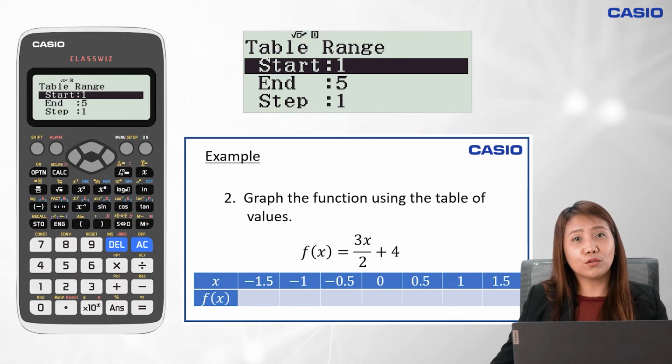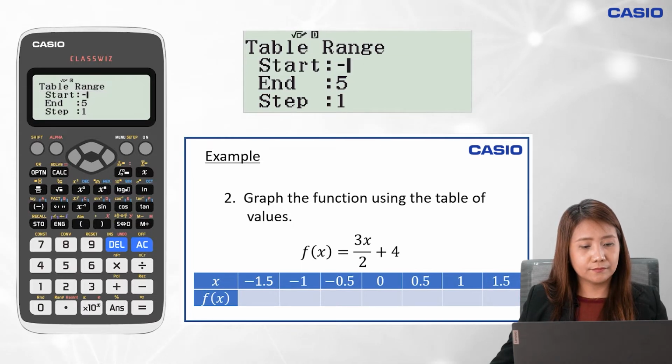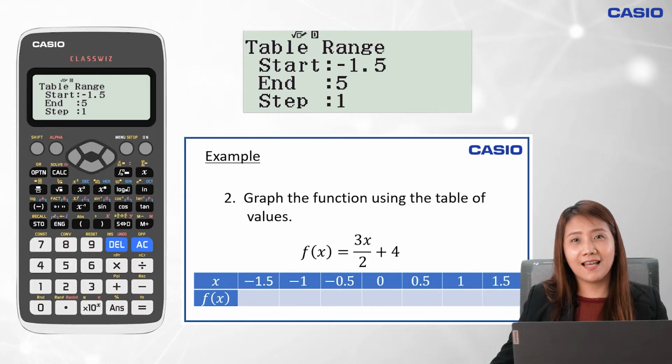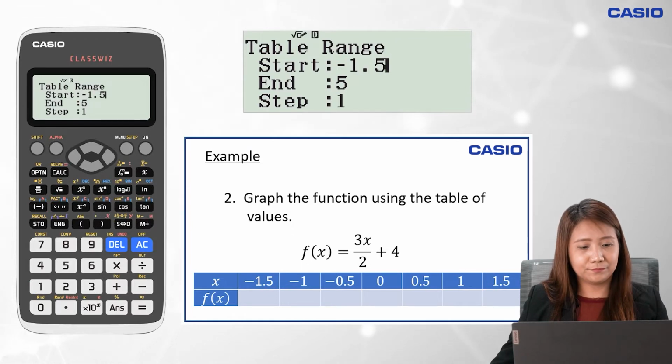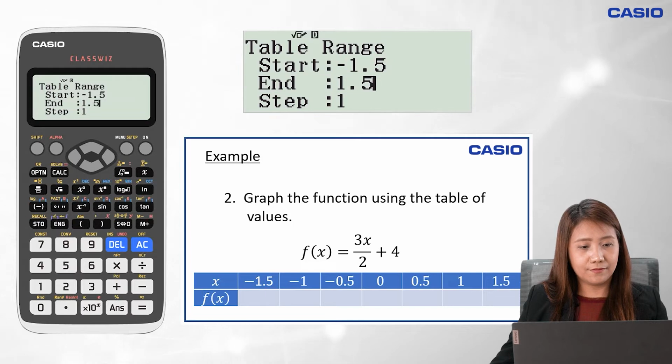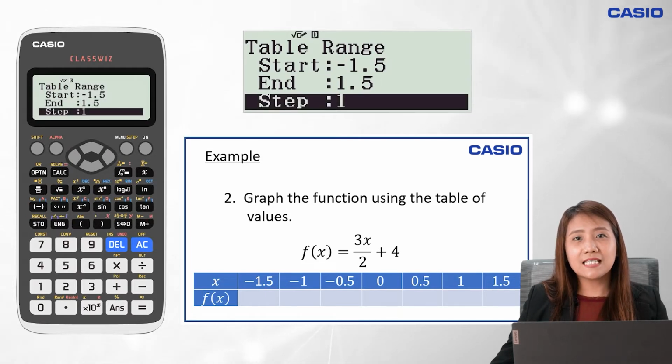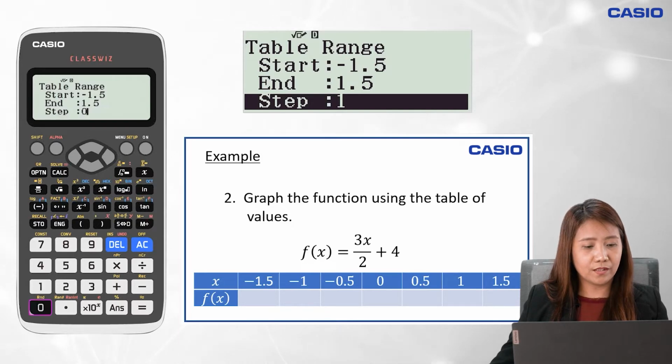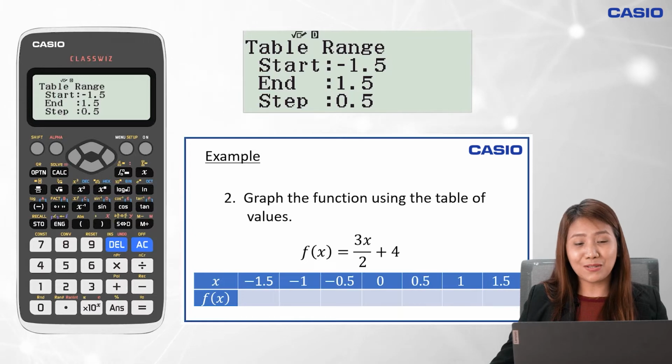For the table range, we follow the values from the given table. For start, we input the first value in the table, which is negative 1.5. Then press equal sign. For the end, input the last value in the table, which is positive 1.5. Then press equal sign. Since the interval between the values of x is 0.5 unit, the step is 0.5. So let's input 0.5. Then we press equal sign twice.